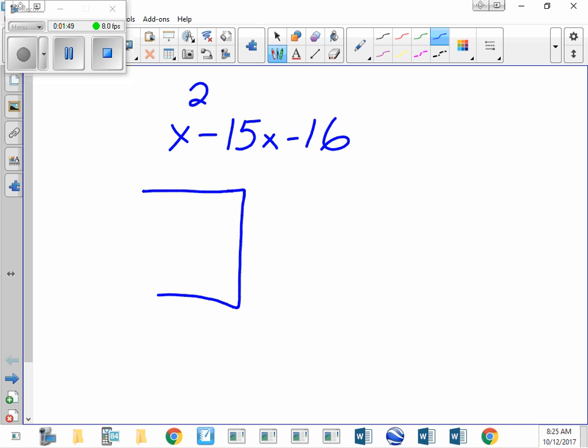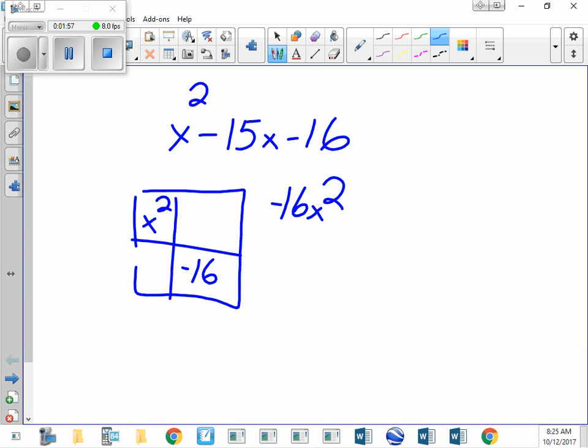Draw the box. Put in x squared and negative 16. Multiply those and I get negative 16x squared. That number is negative. What does it tell me about the factors? One is positive and one is negative, and this number tells me that the bigger one is negative.